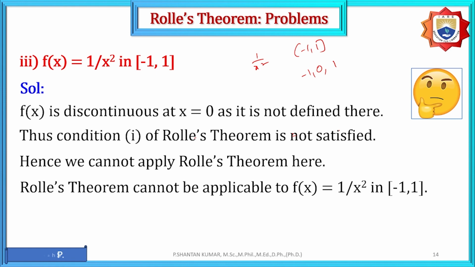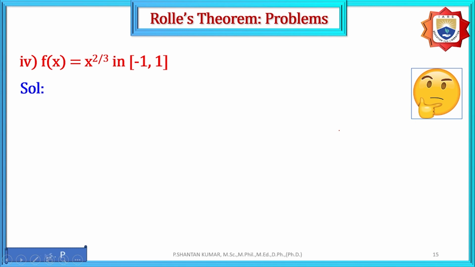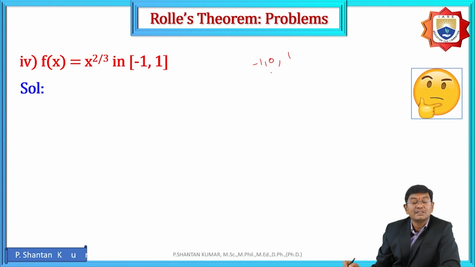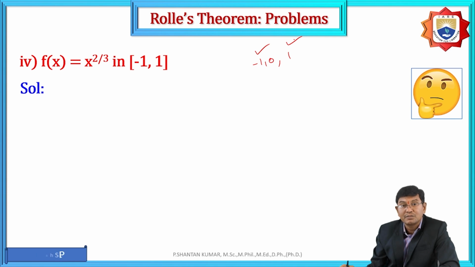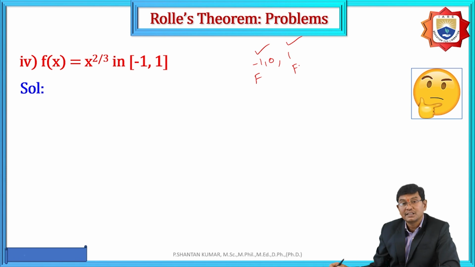Yeah, these are some clear informations. For example, here also: x power of 2 by 3, with the interval minus 1 comma 1. One of the values is 0. At x equal to minus 1, the numerator is automatically a finite value, and 1 power of 2 by 3 is also a finite value. That means at x equal to minus 1 it is finite, and at x equal to 1 it is also a finite value.